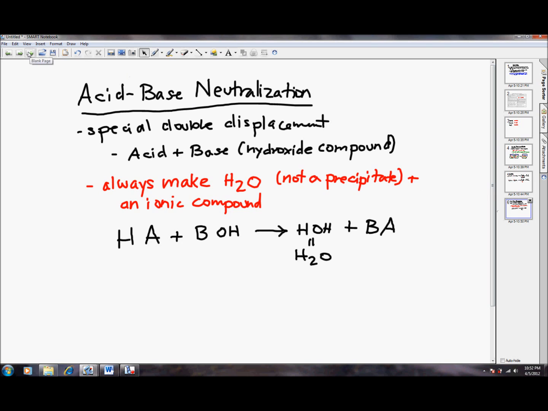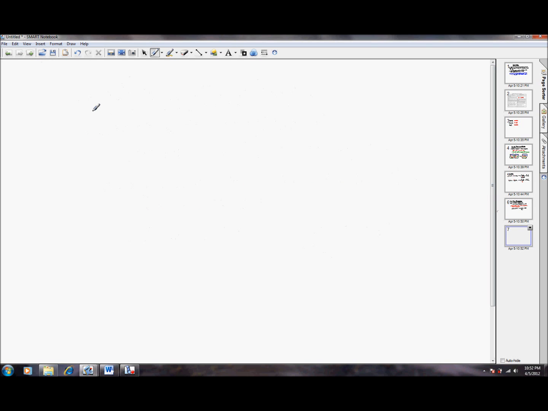Okay, let's look at some actual examples here. Okay, so let's look at the double displacement neutralization reaction between sulfuric acid and barium hydroxide. This is the acid, this is the base. Okay, now remember we said that H is going to bond with OH. It's going to make the water. And then we got the sulfate left over and the barium left over.